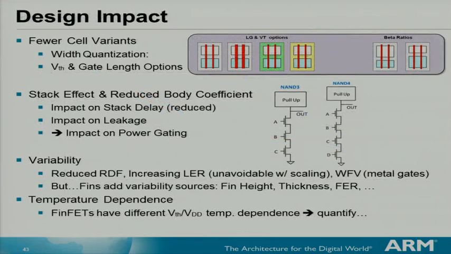So what are the design impacts? Well, you have fewer cell variants because of width quantization. So if you have 3 fins per FET, as say for beta ratio, you can have 2, 3, or 3, 2. And that's basically the most you can get out of it, or 1, 3, and 3, 1. The VTH and gate length options have reduced. There is stack effect, that is, there is reduced body effect coefficient. So that has an impact on stack delay and impact on leakage. Variability is the big question here. What are the different variation signatures that you're going to get with FinFETs? And then temperature dependence.